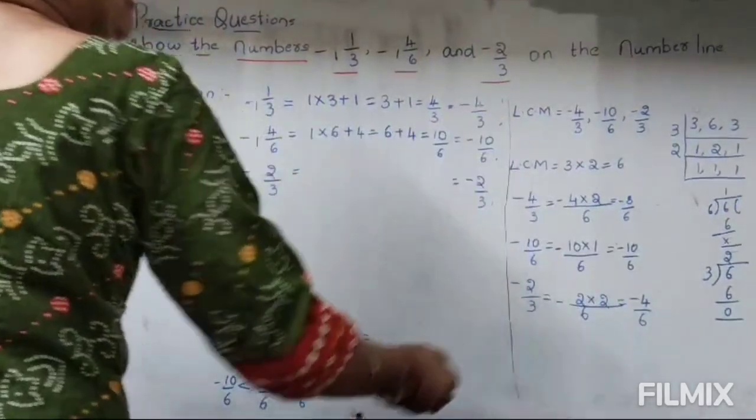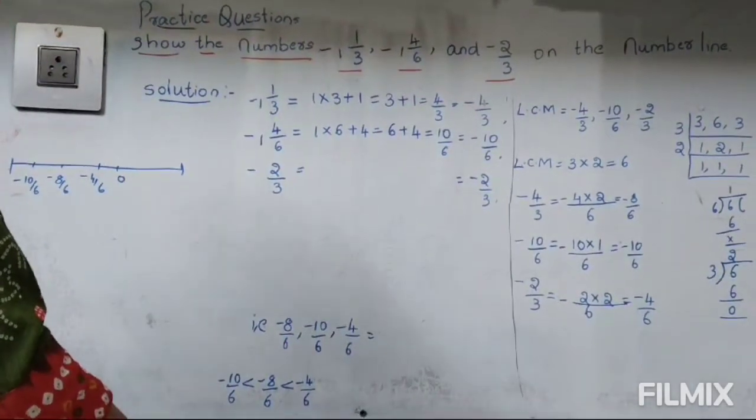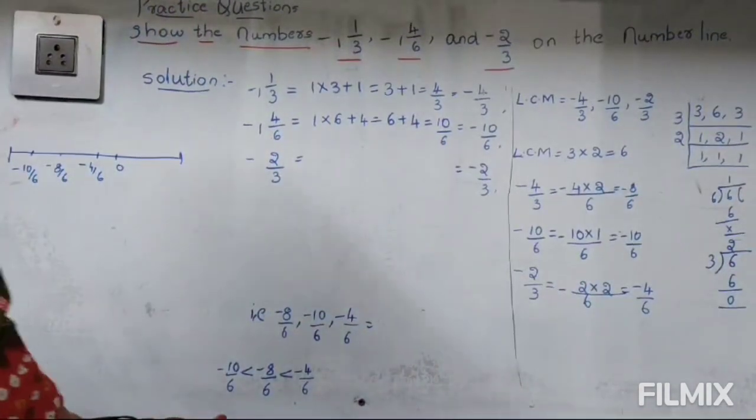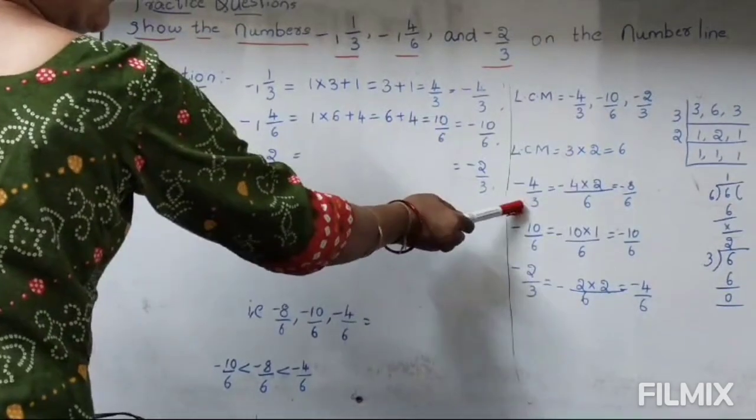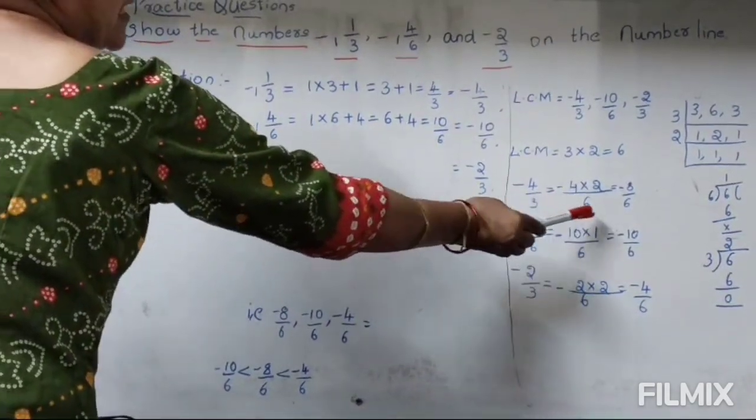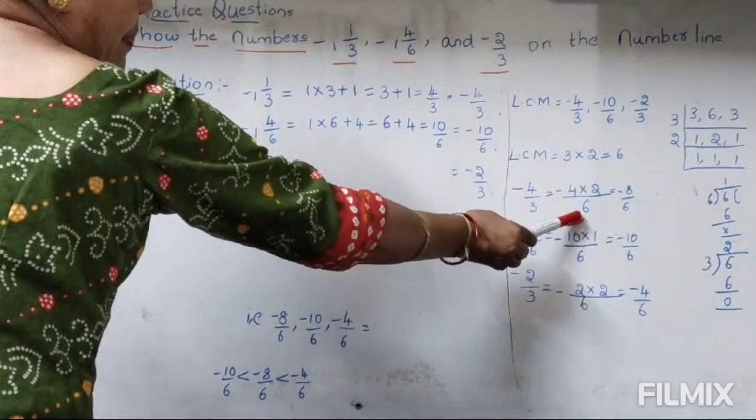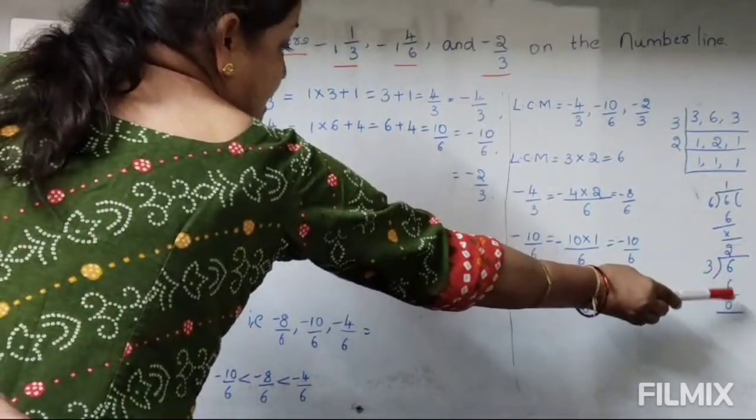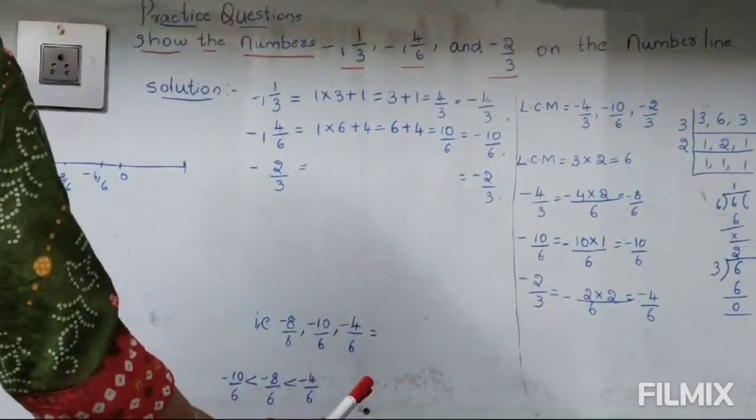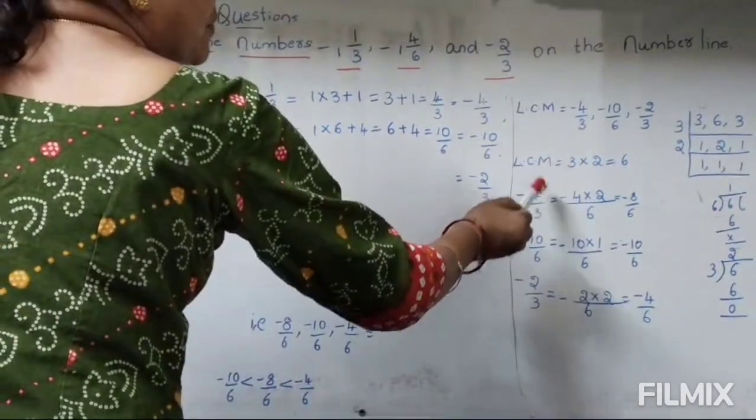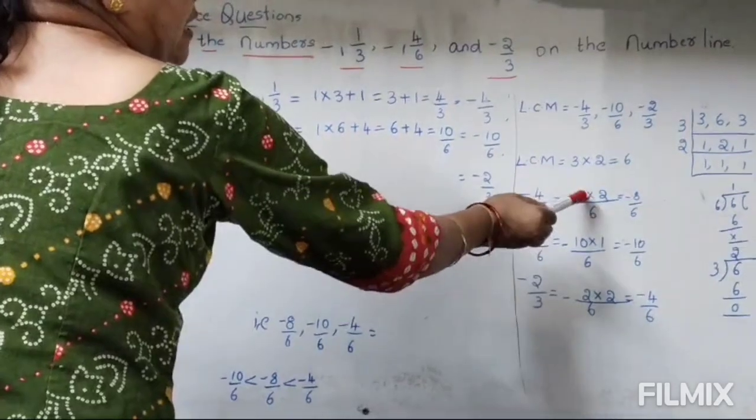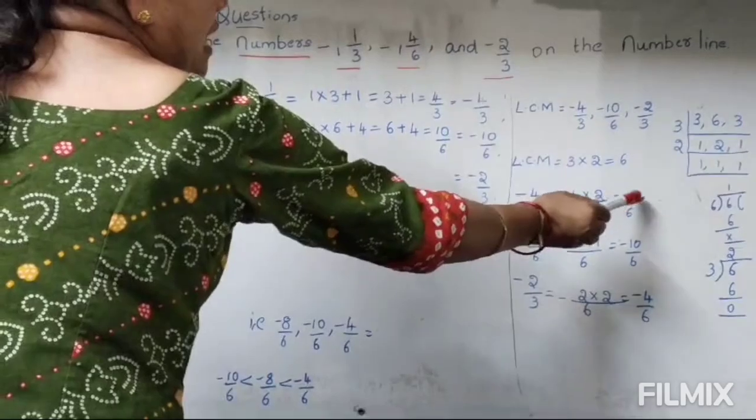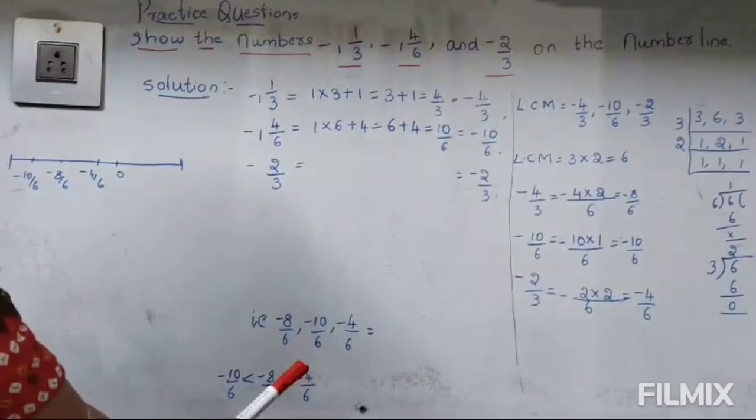Now you have to bring everything into equivalent fractions, which means the denominators should be equal. So minus 4 by 3 is equal to, 6 is the LCM, divide it by 3. Can you see here? 3 2s are 6 and you will get 0 as the remainder. You have to multiply this numerator, that is 4, by that 2. Minus 4 2s are minus 8 by 6.